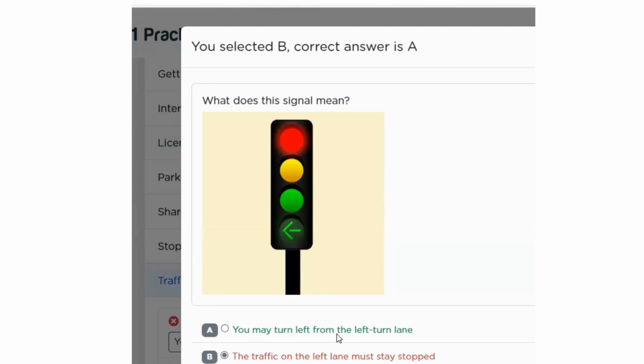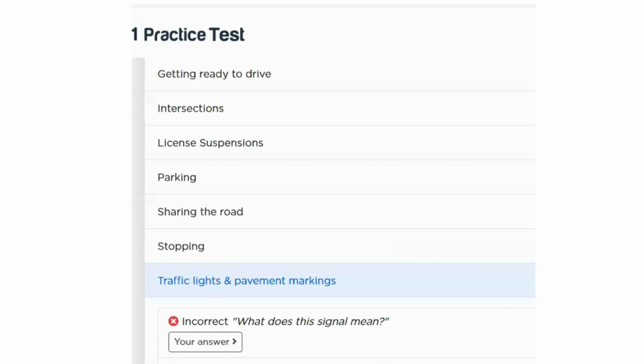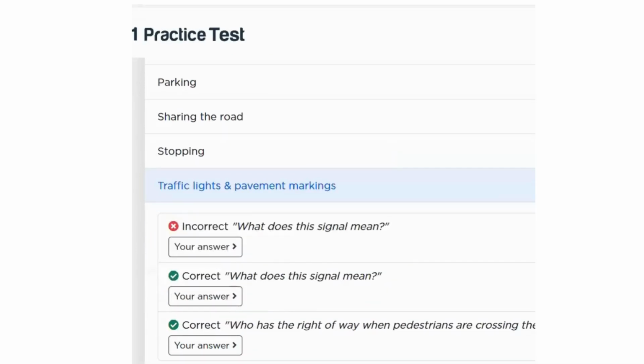You may turn left from the left turn lane. Yeah, because this is green. I get it. Right.